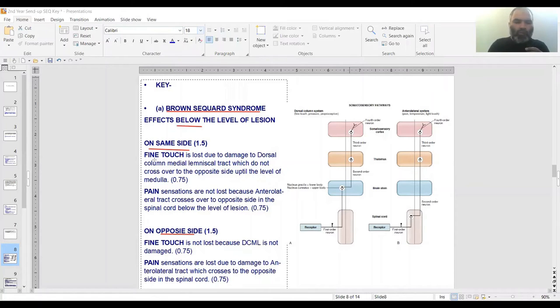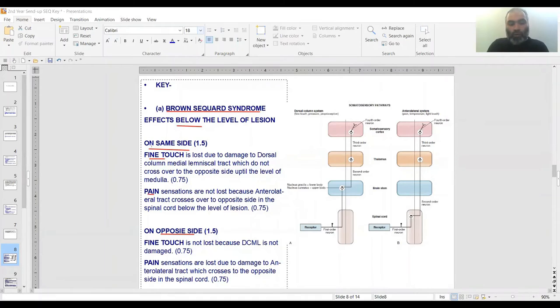This question can come in different ways. Another variant of this question is they can ask you describe all the sensations that are lost on the same side or on the opposite side, but we committed to two sensations, which is fine touch and pain.